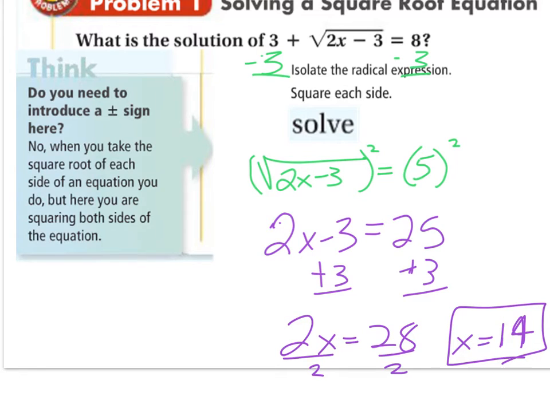One of the great things about solving equations, you can always go back and check to make sure that works. In this case, we'd plug the 14 in here. 2 times 14 is 28. 28 minus 3 is 25. The square root of 25 is 5. 3 plus 5 is 8. So it doesn't take a whole lot of time to check that.